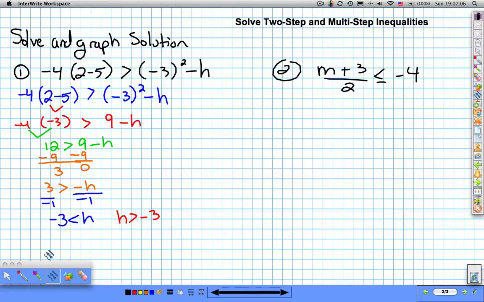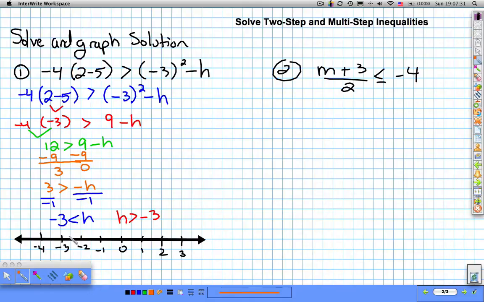So now, when I go to graph my solution, since h is greater than negative 3, I want to make sure I include something, let's say, just before negative 3. And since it's greater, that means it's going to increase as it goes to the right. And for negative numbers, that means they become less negative and actually turn into positives. So since h is greater than negative 3, it's going to have an open circle on negative 3, and the line's going to move to the right.